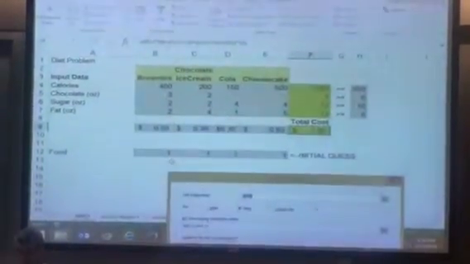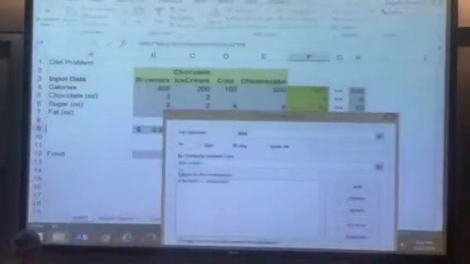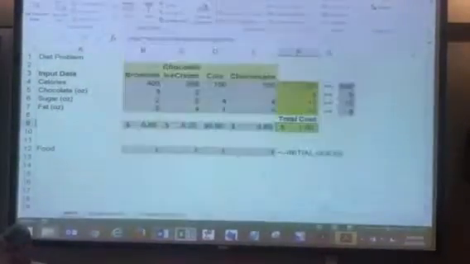My changing cells are these right here, B12 through E12. That's what I've told it right there, B12 through E12. Then my constraints say F4 through 7 has got to be greater or equal to H4 through 7. I am making all of them non-negative, and I'm using the simplex, and when I do that and say go, I get this answer right here.